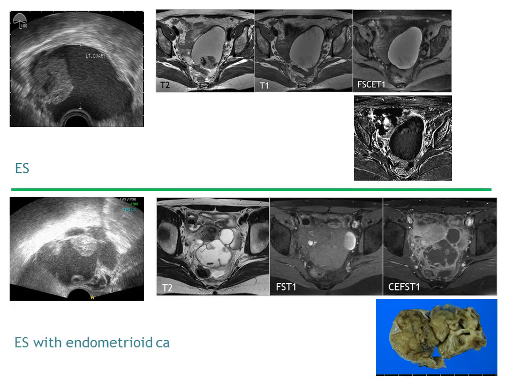Here is another case of endometrioma with multiple mural nodules, but in this case, these nodules are well enhanced at contrast-enhanced subtraction image, and it was a case of endometrioid carcinoma developed in the wall of an endometrioma.